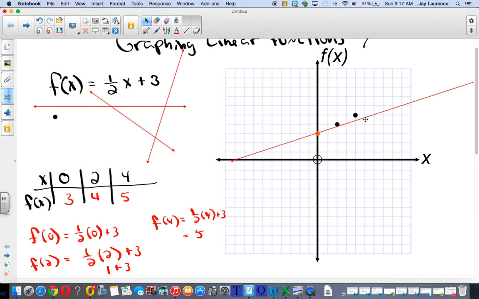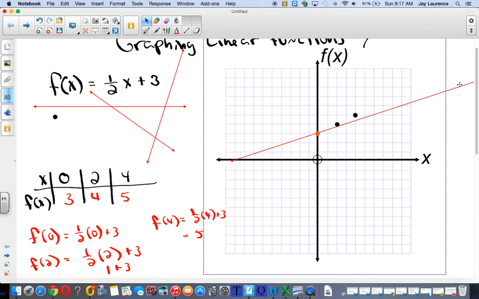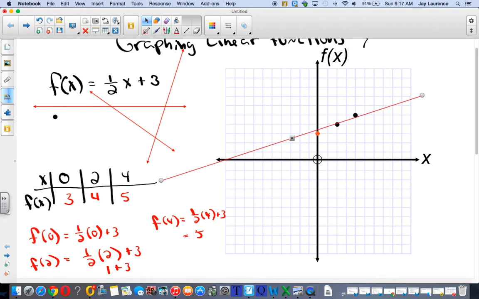And so this is very important here. Your line needs to go forever. Ever and ever and ever. If your line doesn't go forever, then it's not a line. It's only a line segment, right? So you need to make it take up the whole graph. Some of you just kind of draw a little stubby thing. Nope, not going to happen.